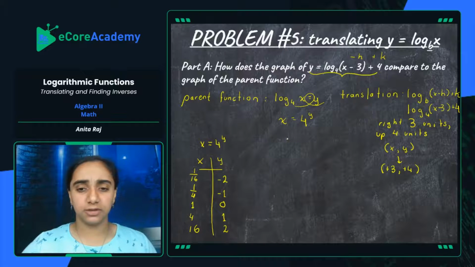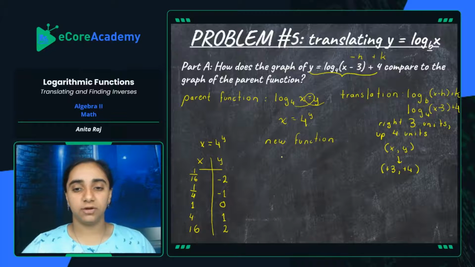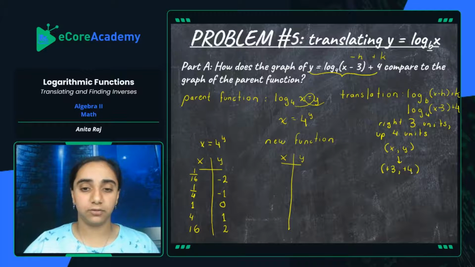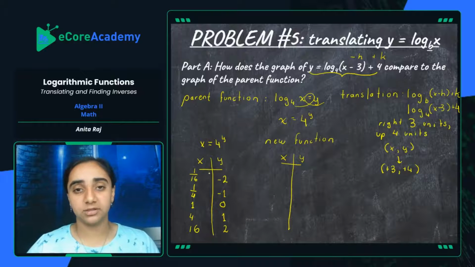Okay, so we found the coordinates of the parent function. How do we find the coordinates of the new function? Because we want to compare these, and a factor of comparing is graphing. So if we want to find the coordinates of a new function, keep in mind what I said over here, where we're adding 3 to the x coordinate and adding 4 to the y coordinate. So if we apply that, we're going to add 3 to every x coordinate we see here, and we're going to add 4 to every y coordinate. So let's start with the x coordinates.